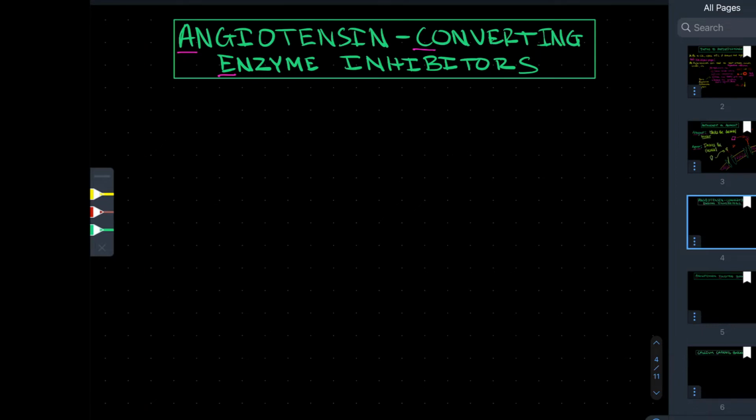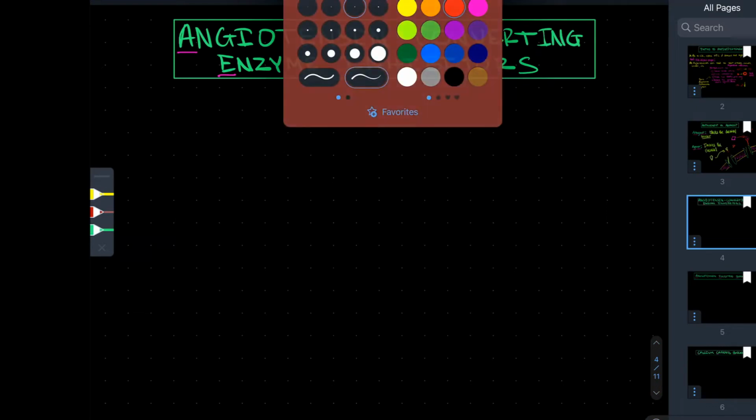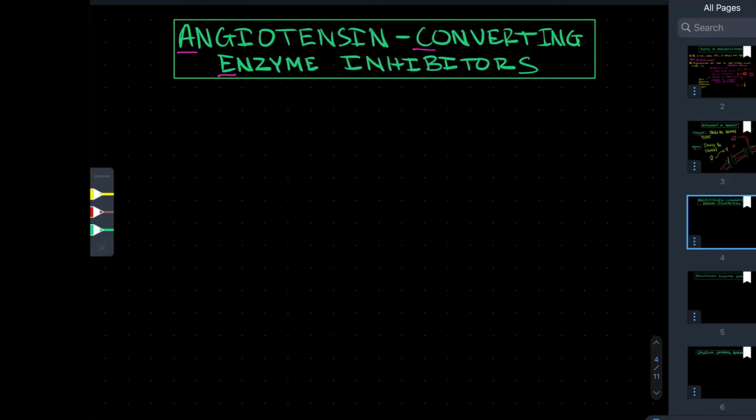So our first class of medication are called angiotensin-converting enzyme inhibitors. Now that is a really long string of words. So let's just break it down. So angiotensin is a chemical in the RAAS pathway.